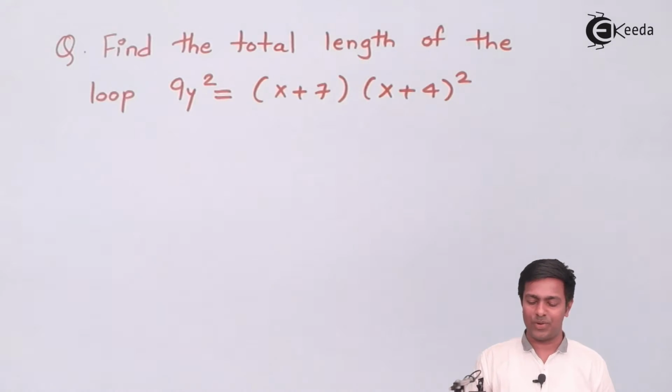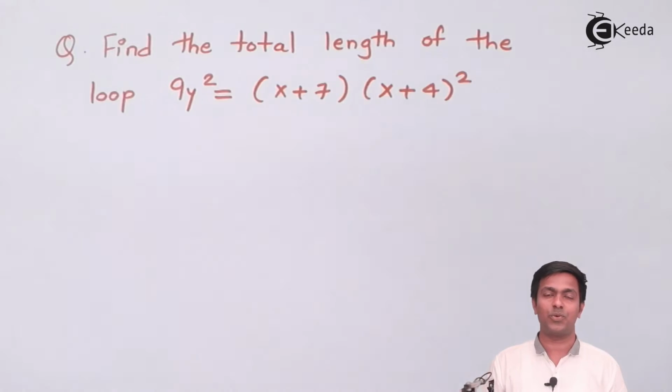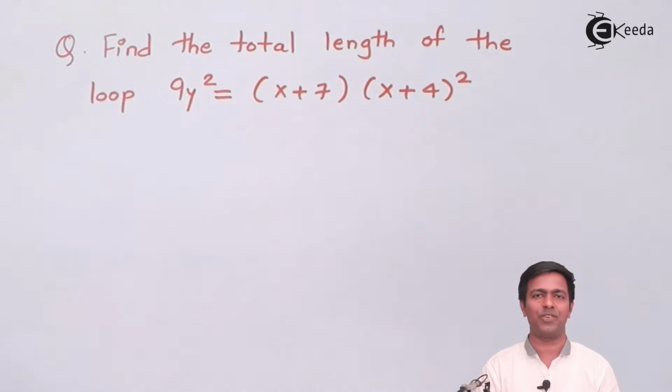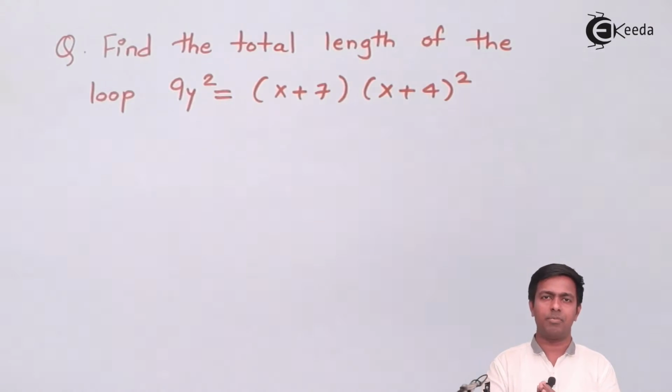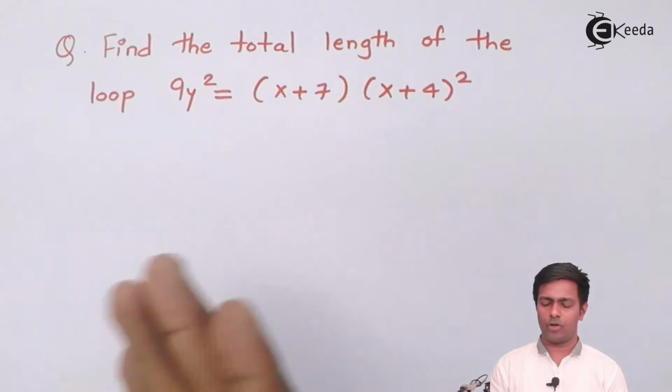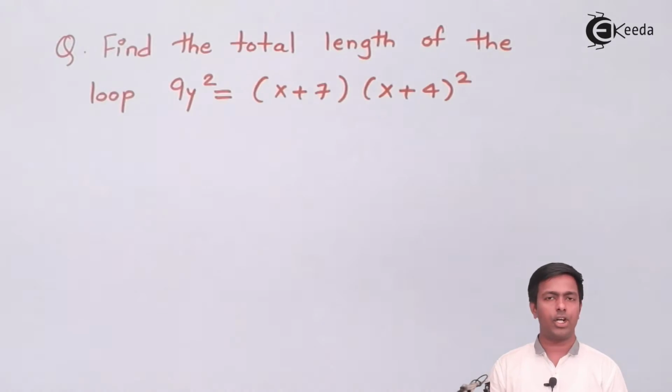9y square is equal to x plus 7 into x plus 4 the whole square. Before starting this solution, I am sure that you have seen my previous video, because in it I showed you how to draw the loop if different equations are given. If you have not seen it, I would request you to go back and watch the video. For this curve, I'll draw it again using the same concept. So let's start.